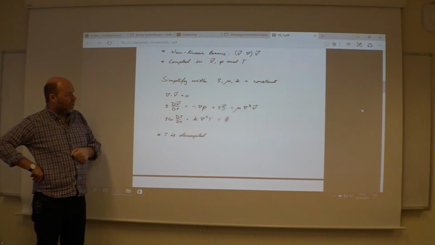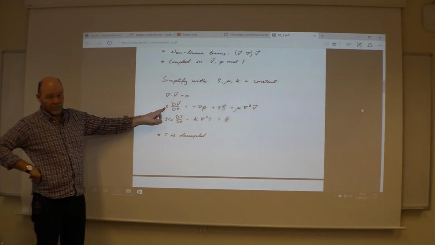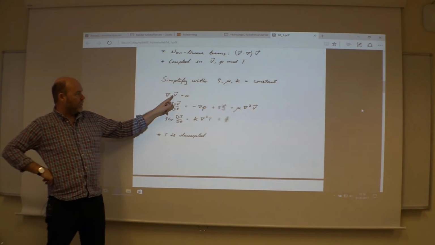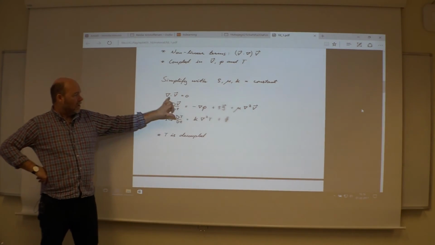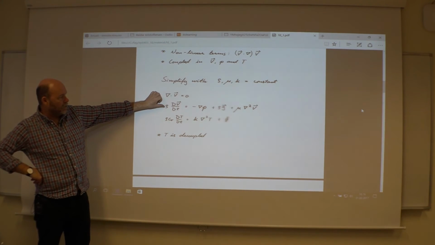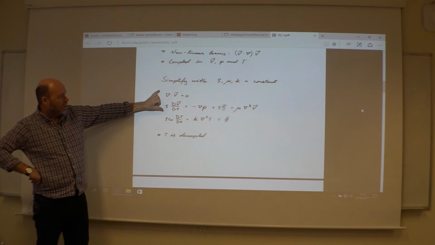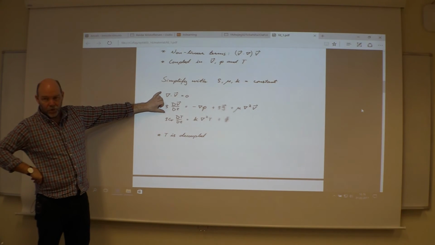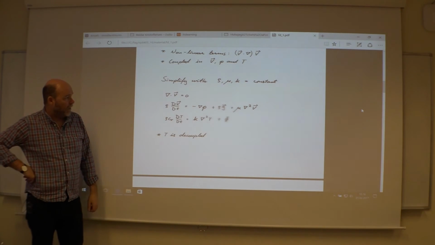So how many unknowns? Now the density, it's just a parameter. So you have 4 unknowns, 3 velocities, and 1 pressure. And here, these 2 equations actually are 4 equations. Remember, this is a vector equation, 1 in each direction. So here you'll have 4 equations with 4 unknowns, enough to close the system.